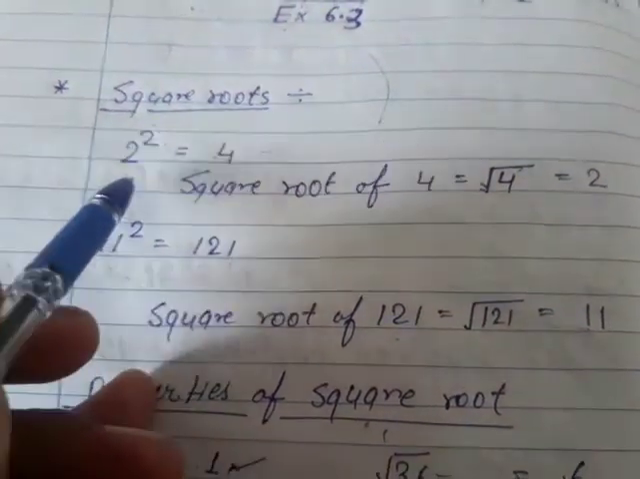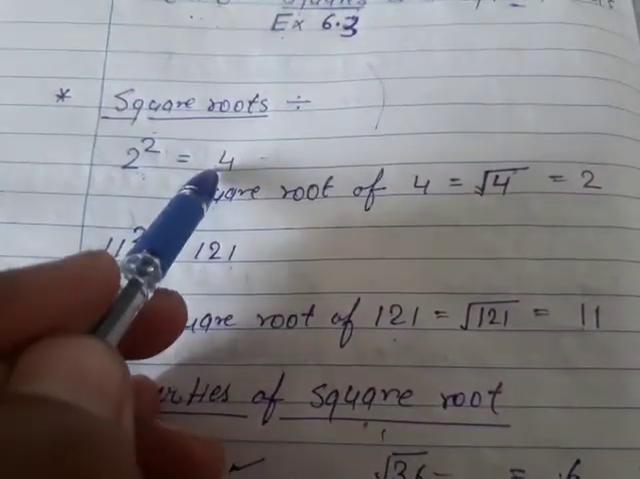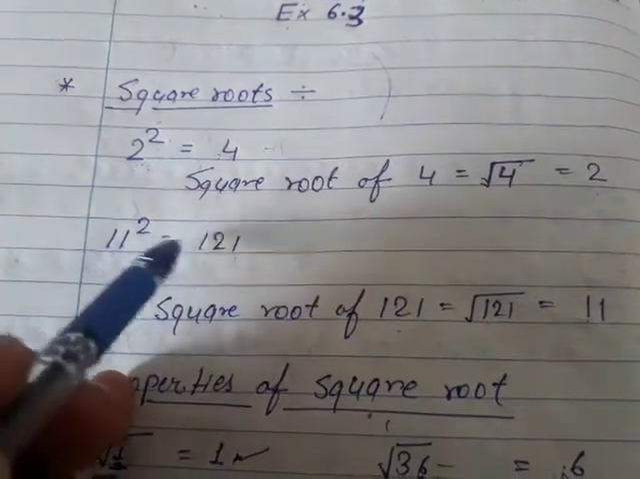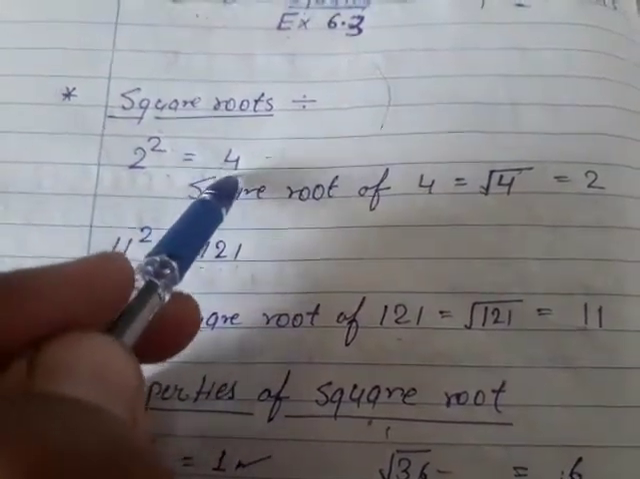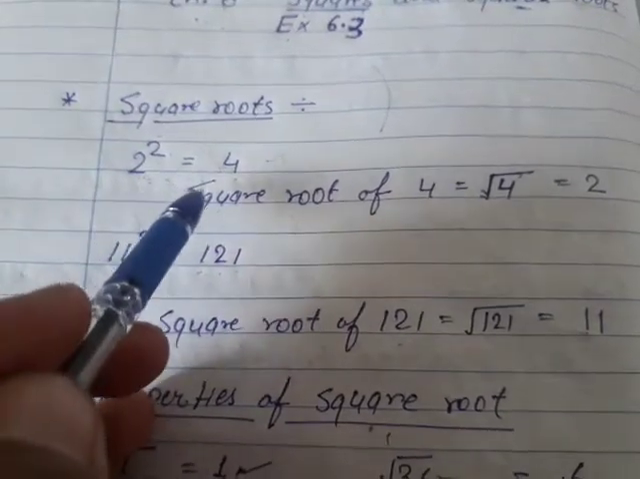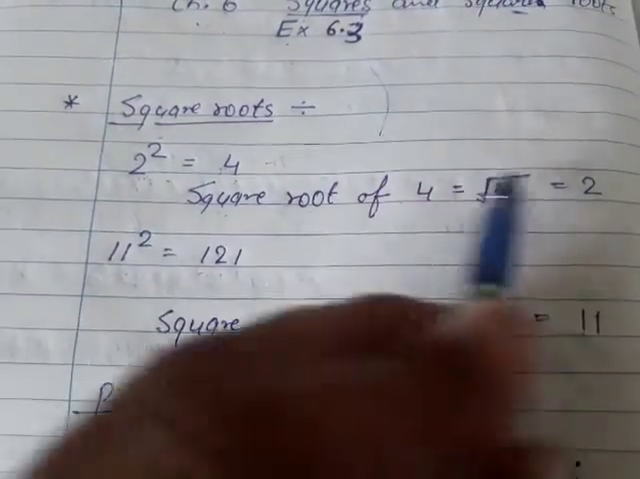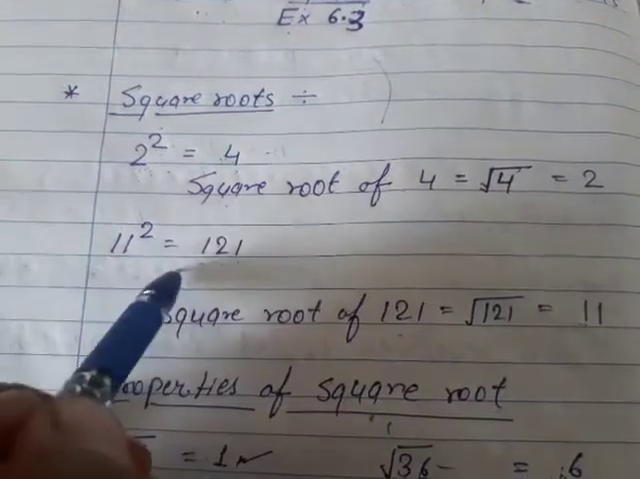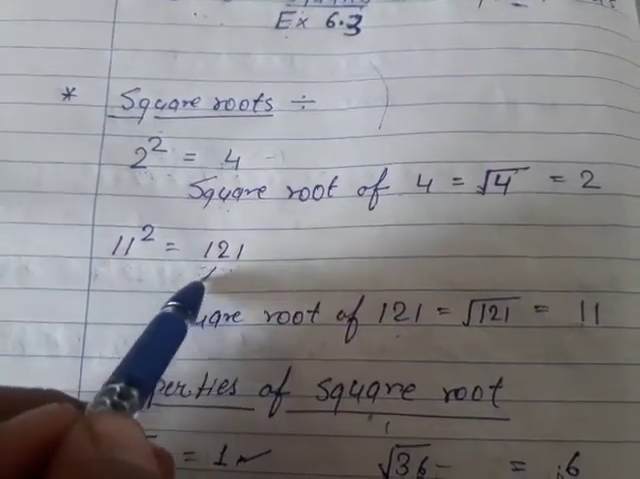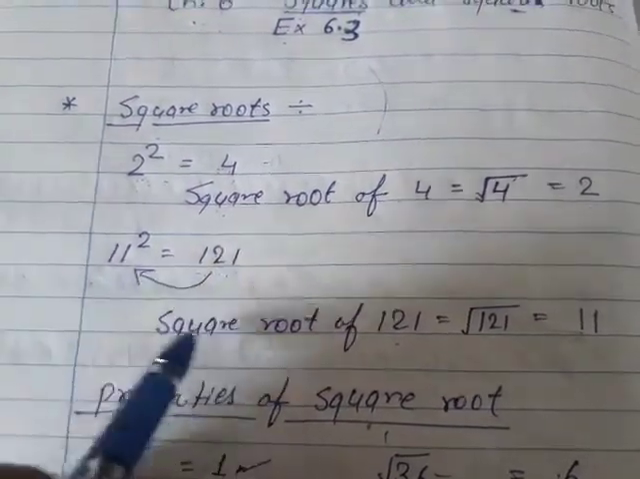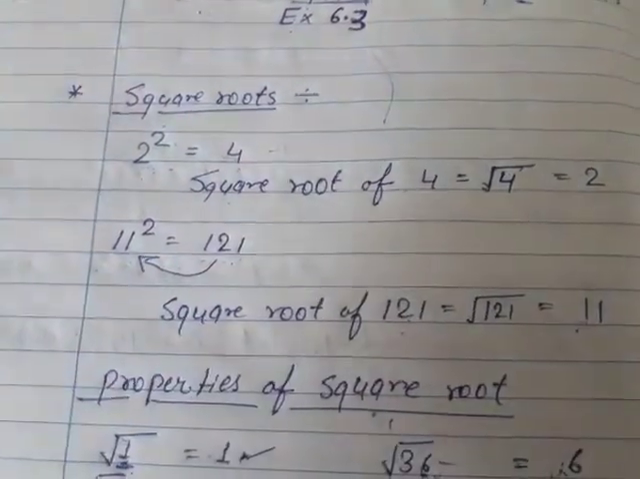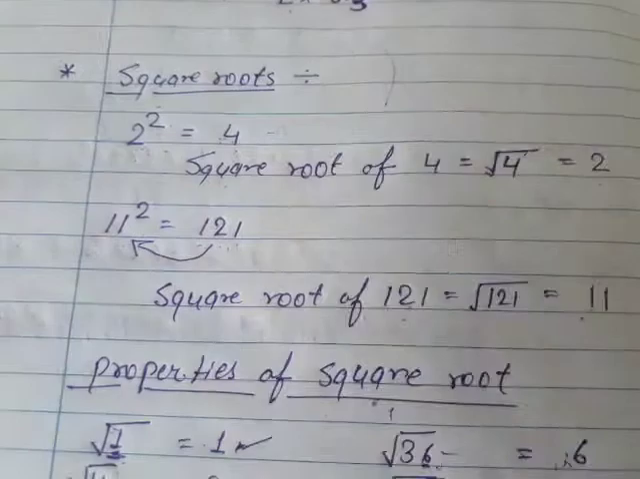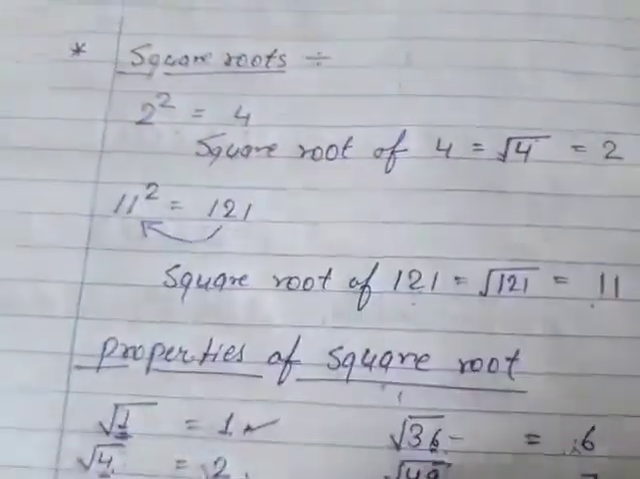Square root. We know that 2 squared is 4 and 11 squared is 121. So if 2 squared is 4, then the square root of 4 is 2. 11 squared is 121, so it's the opposite: the square root of 121 is 11. 10 squared is 100, so the square root of 100 is 10.